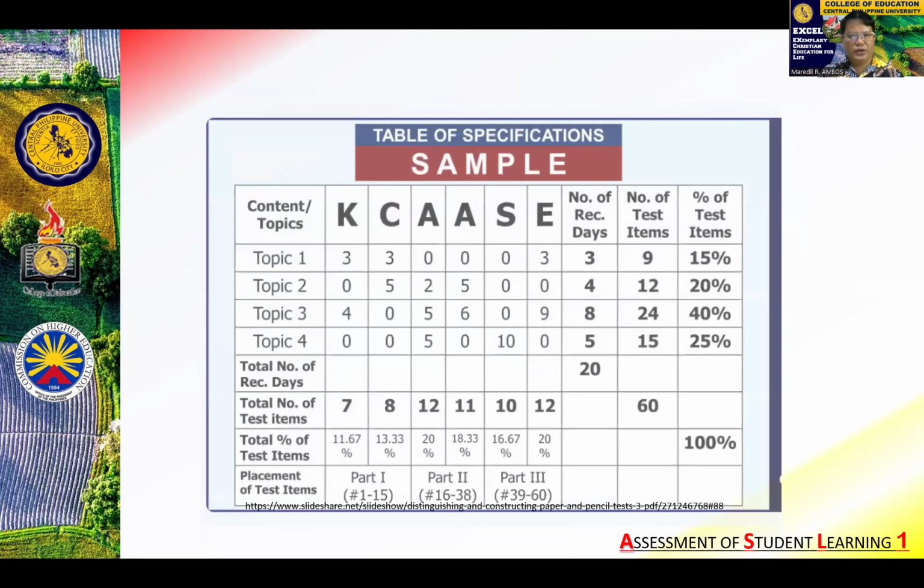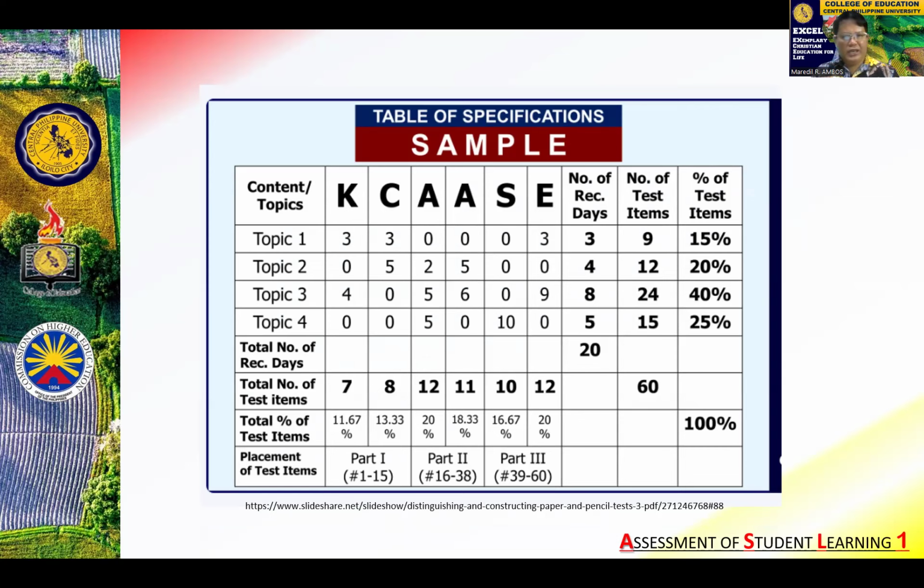For the number of recitation days, for topic one you have 3, for topic two 8, for topic three, and topic four is 5. So if we're going to have 9 test items, it is distributed, supposing for topic 1, there are 3 questions for knowledge, 3 for comprehension, none for the application and analysis, together with the synthesis, but there are 3 questions for evaluation.